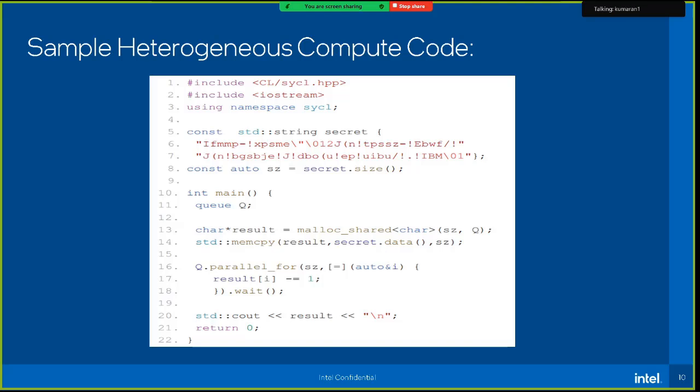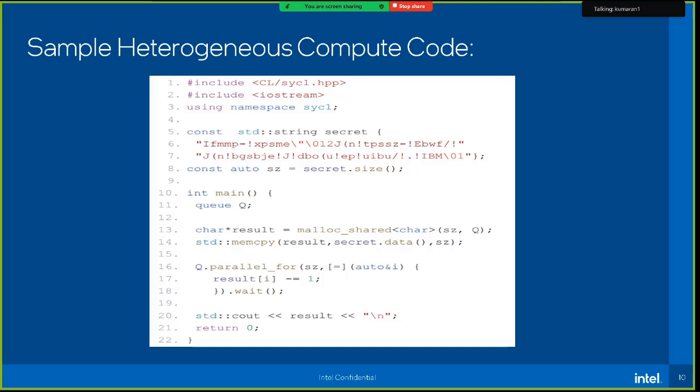Now how are we going to do this? Let's look at line number 11. If you see, there is the input queue. This queue is attached to some device. How to attach this particular queue to some device, we will look at in the next slide. But for now, assume that this is a queue on which we can append some task.